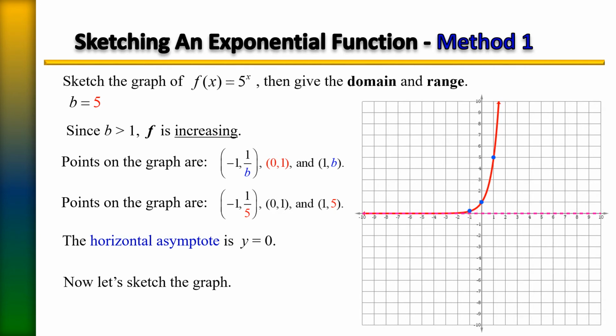0 and up 1, and we also have the point over 1 and up 5. Notice all those points are on the graph. We have our horizontal asymptote. Even though it looks like it touches it, it gets very close, but it never really touches it, because notice here our point is up 1/5. So it gets very close but doesn't touch. And there you have it. That is the graph or sketch of f of x equals 5 to the x power.